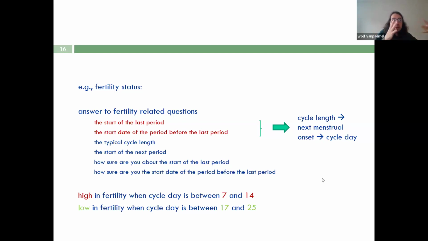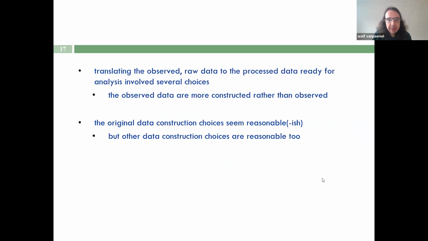So that needed to be cut into a binary variable. They considered women to be high in fertility when the cycle day was between 7 and 14, and low in fertility between 17 and 25. But I don't know anything about fertility research, so I'm just guessing this makes sense. I could follow what they were doing, but more than that it looks okay, I couldn't say. So they seem reasonable. I'm sure reviewers also looked at it, and for them it also seemed reasonable.